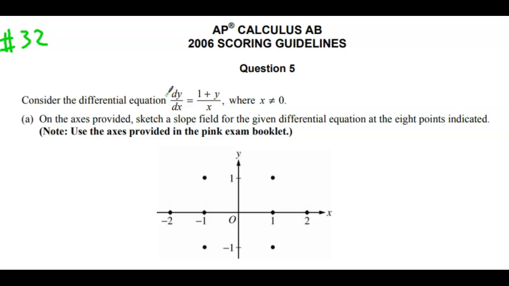On the axis below, sketch a slope field for the given differential equation at the 8 points indicated. So I'm assuming they're talking about 1, 2, 3, 4, 5, 6, 7, 8. So how do you do that? Well, let's pick a point. Let's do -1, 1, this point up here on the top left. If I want to find out what the slope is at that point, the derivative is a formula that gives me the slope. So I'm going to plug in the point -1, 1 for x and y.